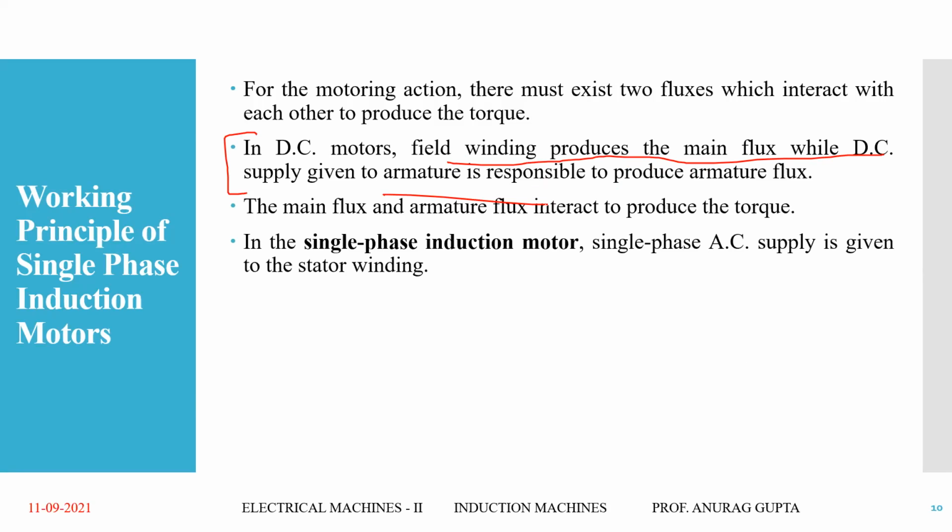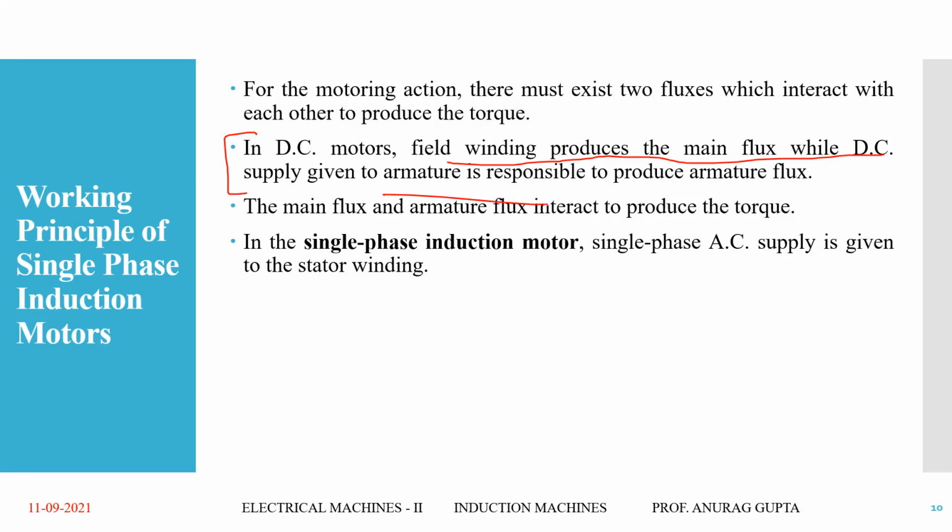Now, in a single phase induction motor, what's happening? Single phase supply is given to the stator winding. Keep in mind, in a DC motor, the field winding produces the main flux, while the DC supply given to the armature produces some armature flux. What do both fluxes do? They interact and produce some torque, and the motor is running.